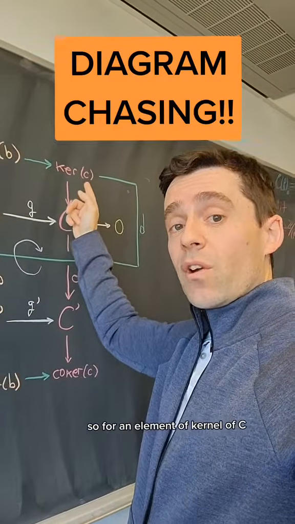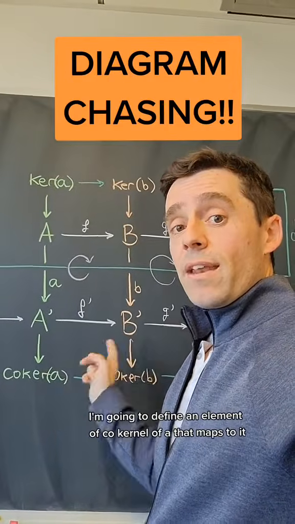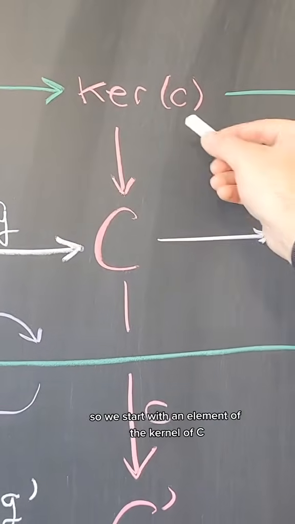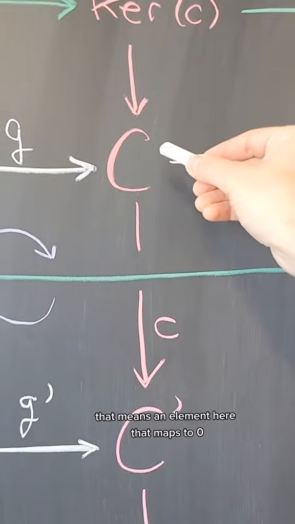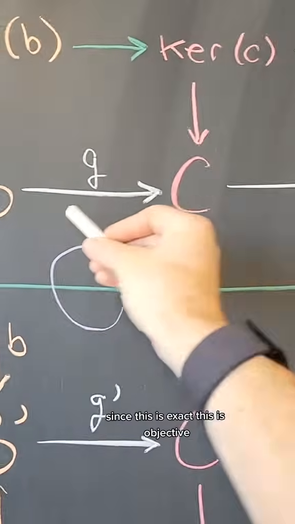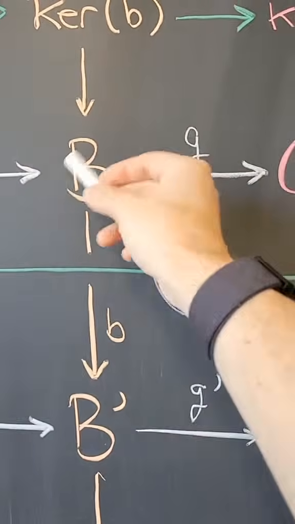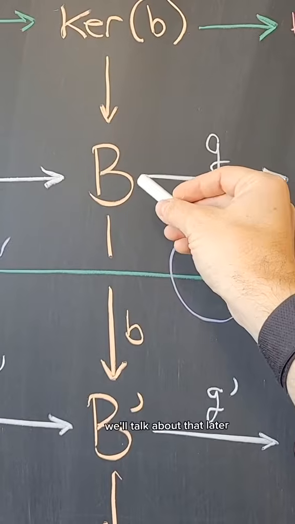So for an element of the kernel of C, I'm going to define an element of the co-kernel of A that maps to it. So we start with an element of the kernel of C. That means an element here that maps to 0. Since this is exact, this is surjective, so there's some element here that maps to that element here. There may be more, we'll talk about that later.